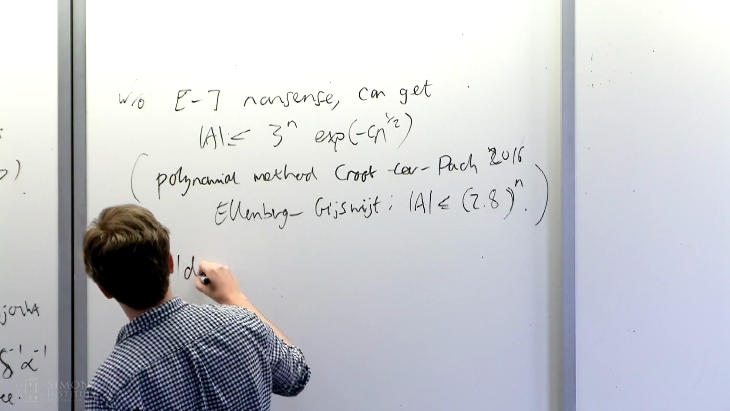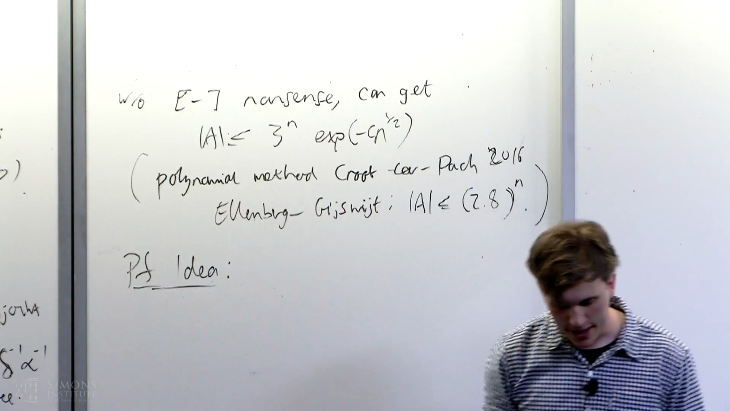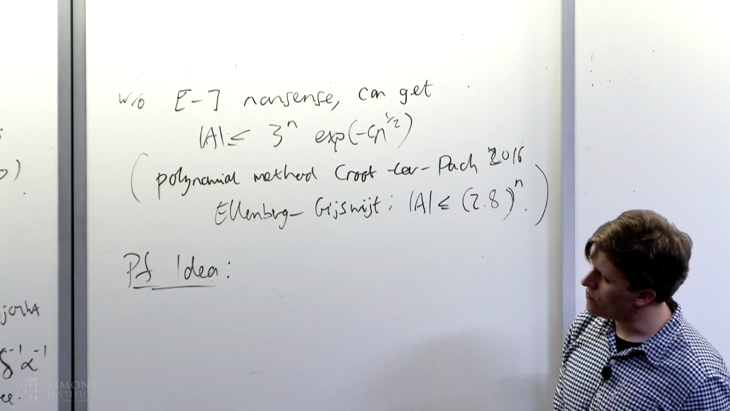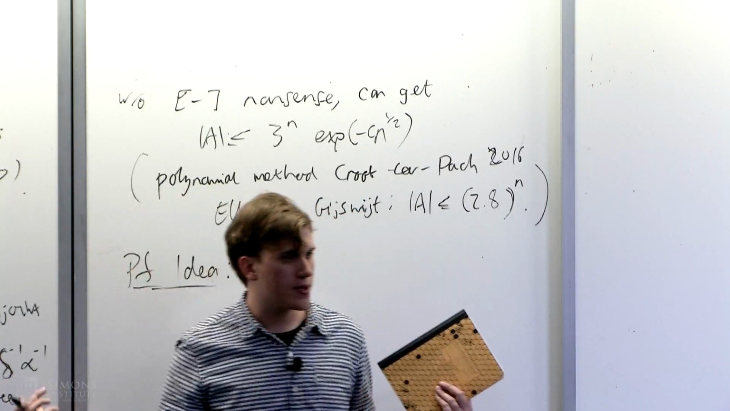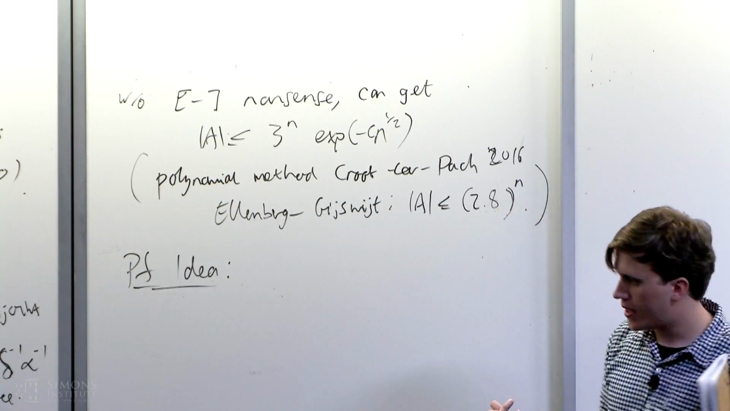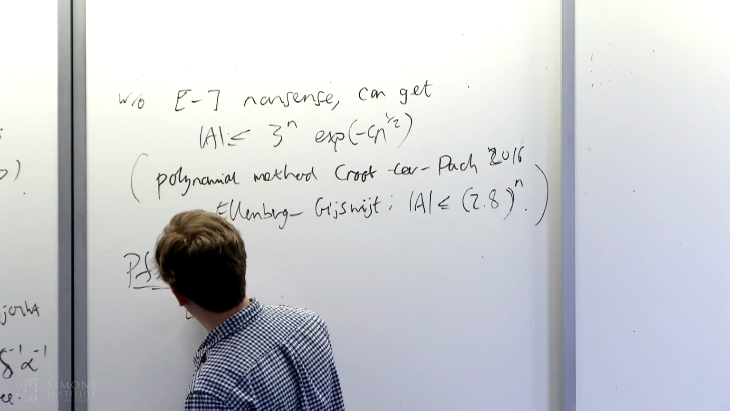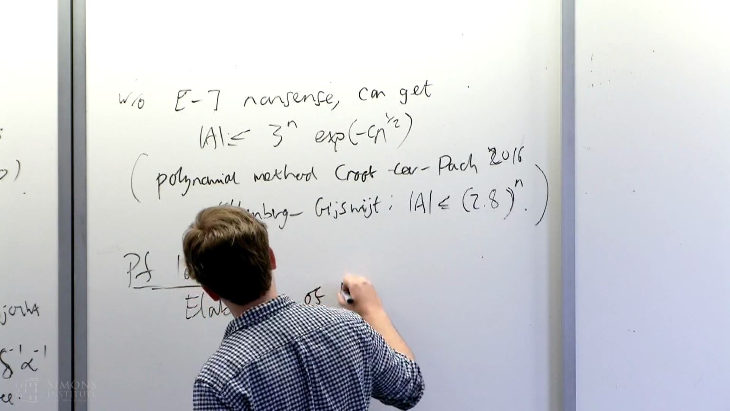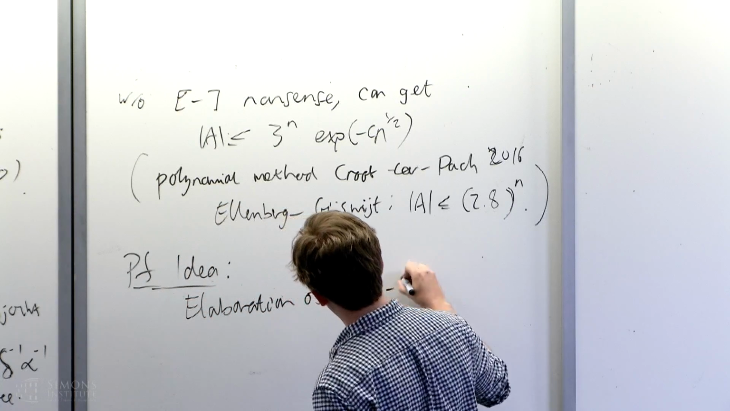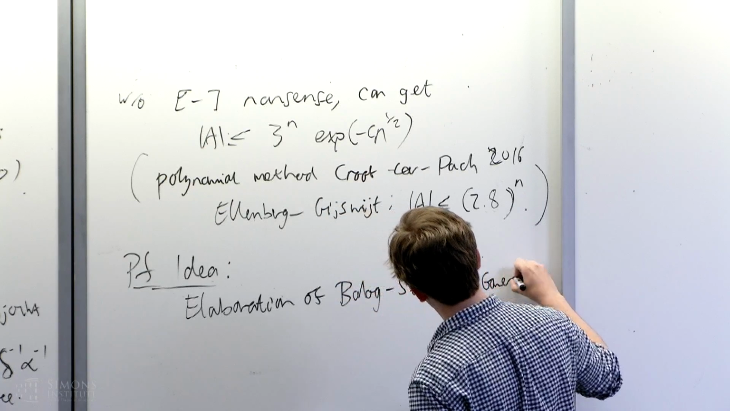Let me just say the proof idea of this result here. So somehow the main goal is to extract these h's and show they have this certain special form. And this is actually fairly similar to, in hindsight, an elaboration of the ideas that you can use to prove Balog, Szemerédi, and Gowers.